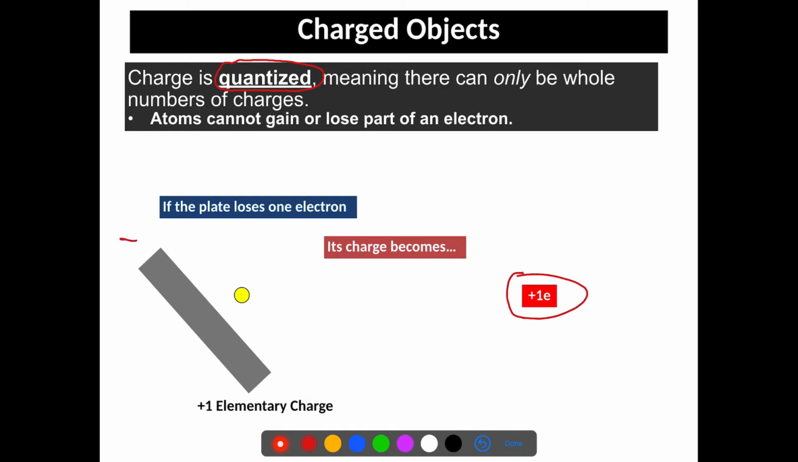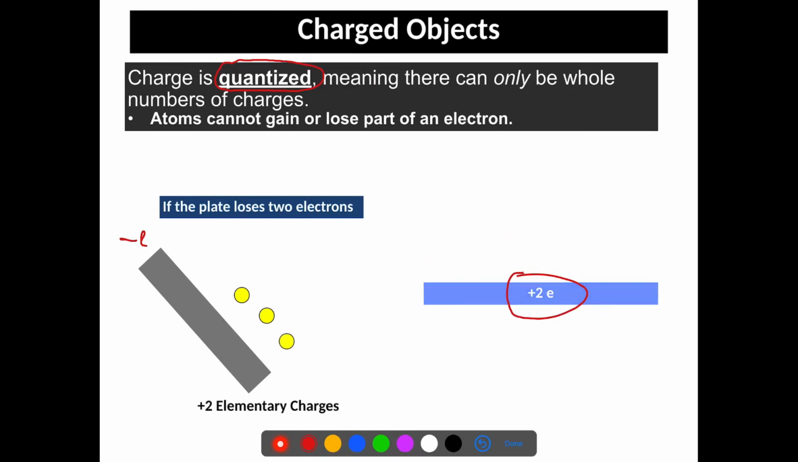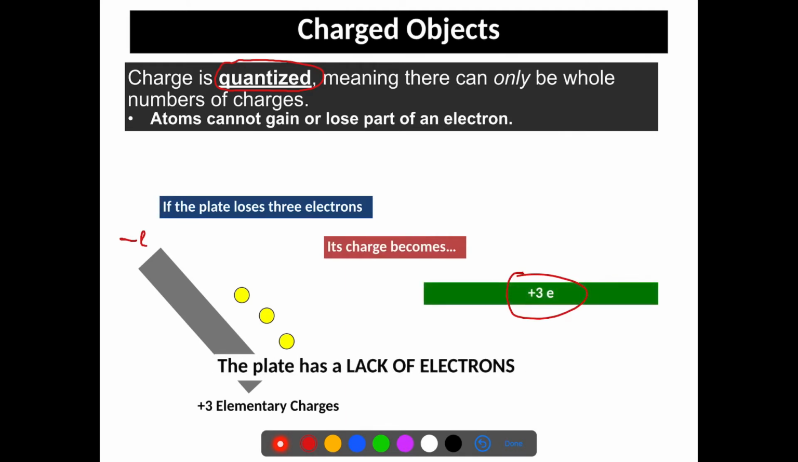So this plate now has lost 1 electron. What happens if it loses 2? What does it become? Positive 2e. And if it loses a third, you get it, plus 3. Because this plate has a lack of electrons. There are more protons than electrons.